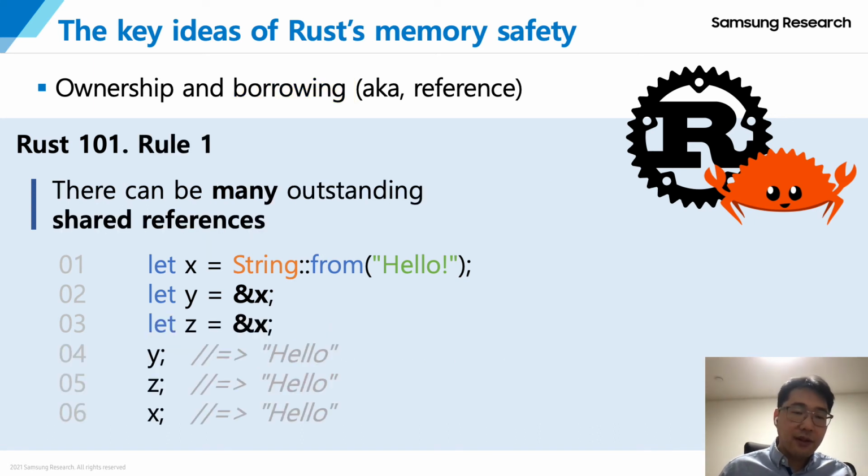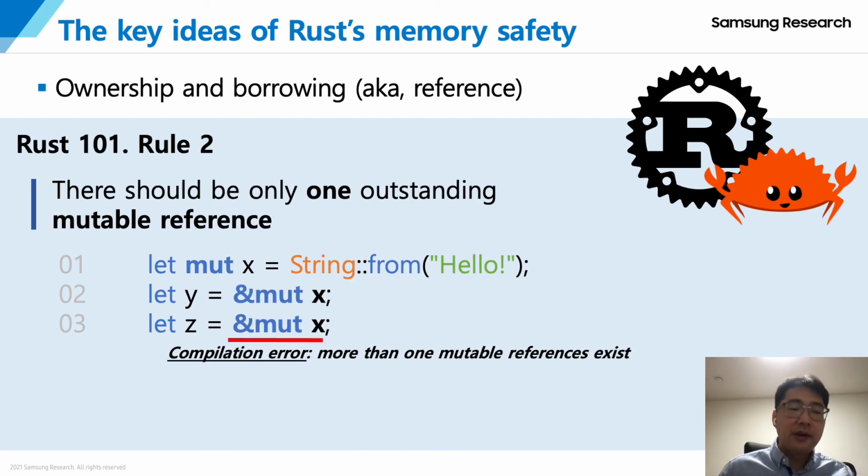For reading, a developer can create as many shared references as possible so that we can concurrently access the value with different references. In this example shown in the slide, the shared reference to x is assigned to y and z, and all of the variables can read the value hello as a result. For writing, however, there should be only one mutable reference. In other words, any attempt to create multiple mutable references causes a compilation error.